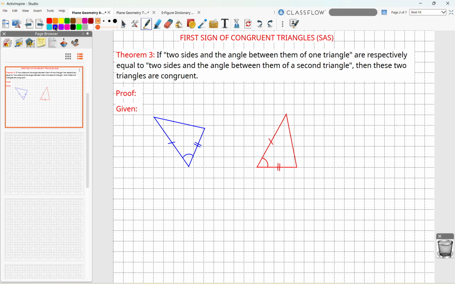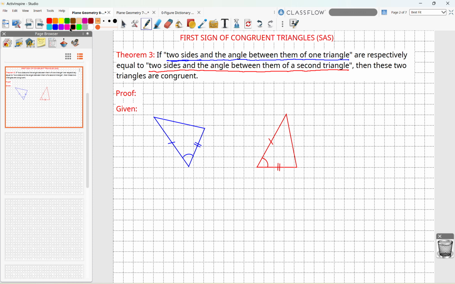In this lesson, we are learning the first sign of congruent triangles. So let's see the theorem. This is the third theorem of our plane geometry lessons. Theorem 3 says: if two sides and the angle between them of one triangle are respectively equal to two sides and the angle between them of a second triangle, then these two triangles are congruent.